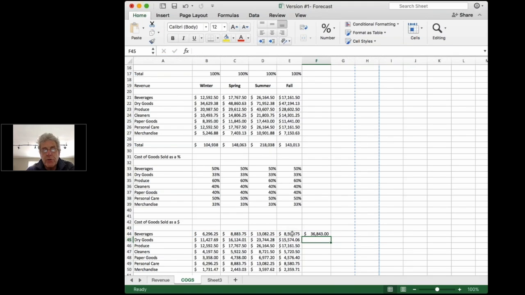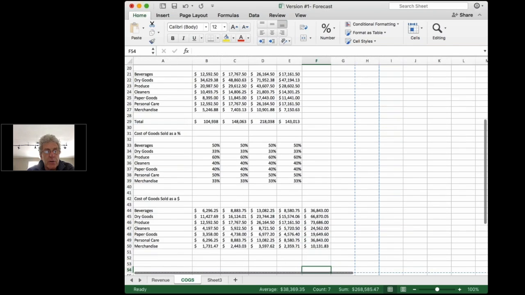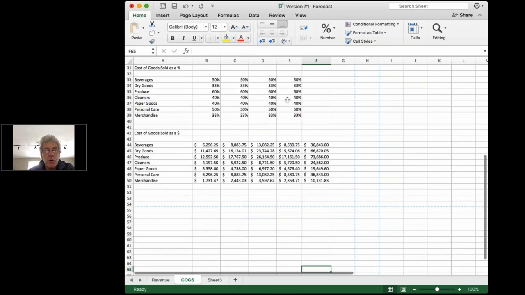You will have on your computer a Sigma, which will probably allow you to do that with just one stroke of a mouse. But we can copy that down. And we now have not only our individual cost of goods sold for each of the categories, you also have your total cost of goods sold for each of those categories for the 4 quarters.